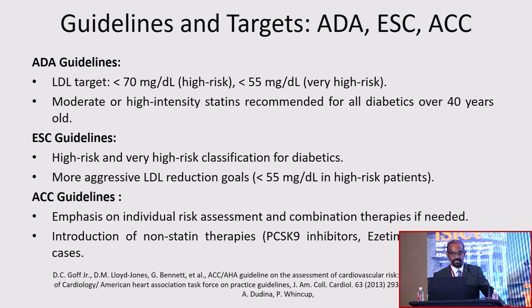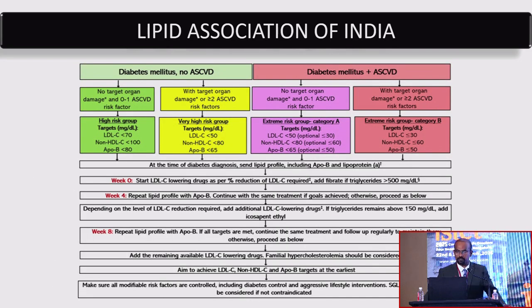There is the ESC guideline and the ACC guidelines also. This is the Lipid Association of India guidance for diabetes mellitus without atherosclerotic cardiovascular disease and with cardiovascular disease. If there is no target organ damage and they are in the high risk group, at the time of diagnosis, you send a lipid profile including ApoB and lipoprotein.